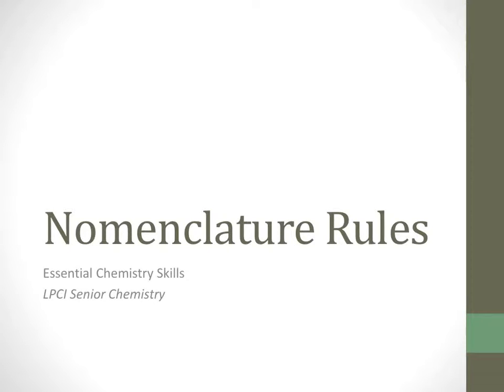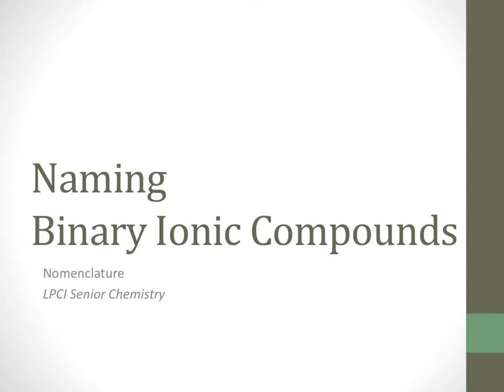Hello and welcome to a tutorial on chemical nomenclature. Nomenclature refers to providing names and formulas for chemical compounds. In today's tutorial, our focus is going to be on naming and providing formulas for binary ionic compounds. And it's really important that you're able to recognize compounds as binary ionic.